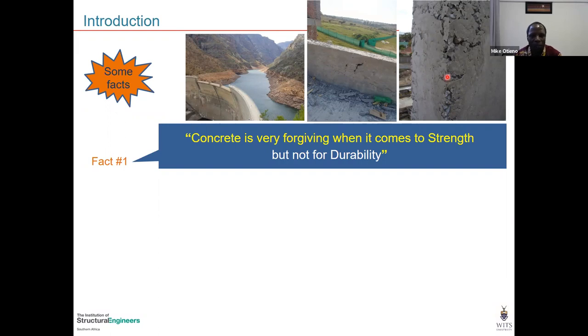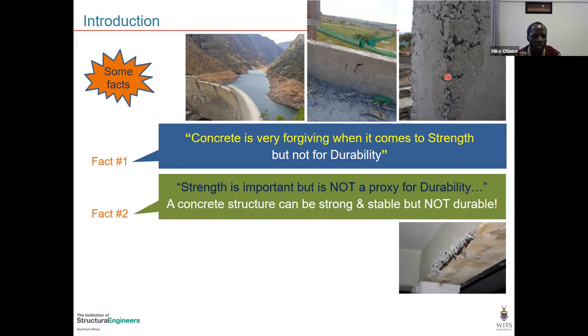That's fact number one. Fact number two is that we need to understand that strength is important, and from a structural point of view that is something we really need to think about. Compressive strength is important, but it should not be taken as a proxy for durability. Concrete structures could have adequate strength and stability, but they might not be durable. So these two facts are very important moving on, and we really need to think about them.